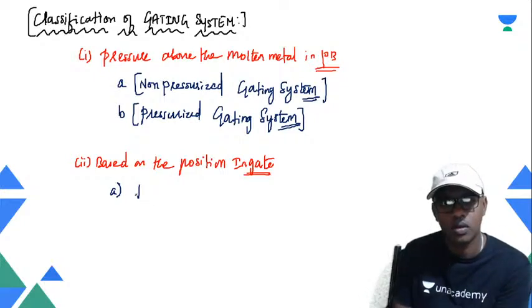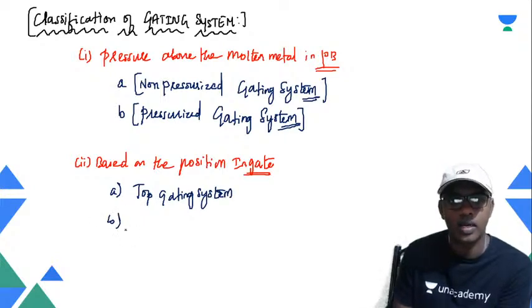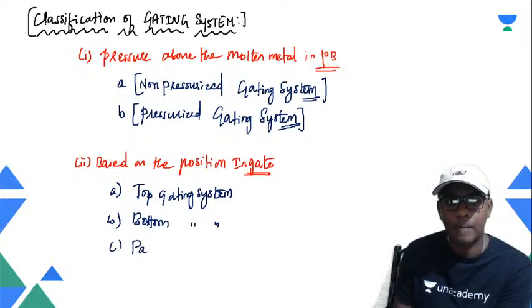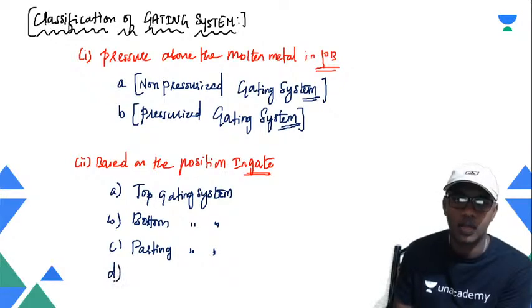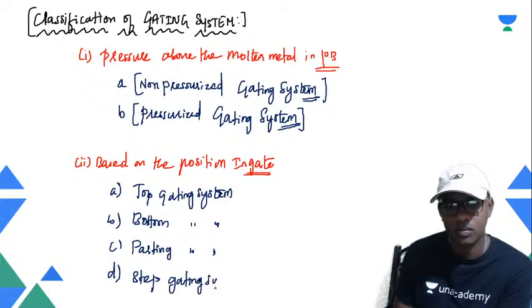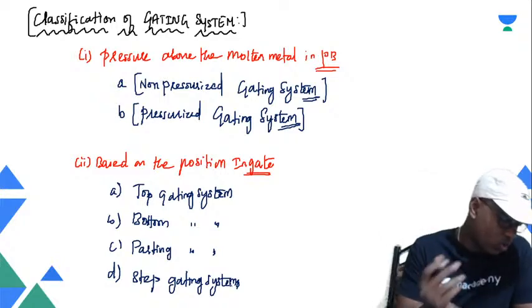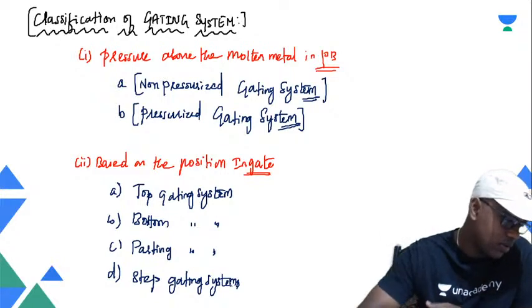So top gating system. Next to that, it is your bottom gating system. Third one is your parting gating system. And the fourth one is your step gating system. Okay, these are the classifications. I hope you have written them.